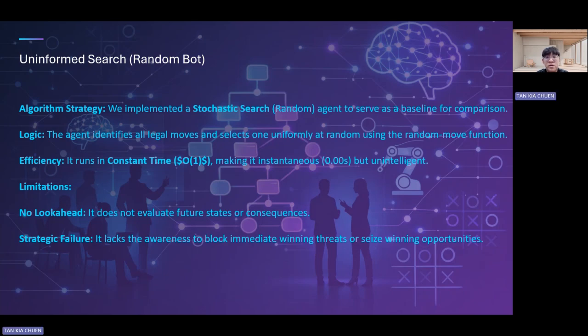However, this speed comes with a major drawback. Since the bot has no look ahead, it does not evaluate future consequences. It cannot predict whether a move will lead to a win, loss, or draw. This causes strategic failure. For example, the bot may fail to block an opponent's immediate winning move or miss an obvious opportunity to win. So overall, this random bot is fast but unintelligent, and we mainly use it as a comparison baseline to highlight how much strategic reasoning actually matters.